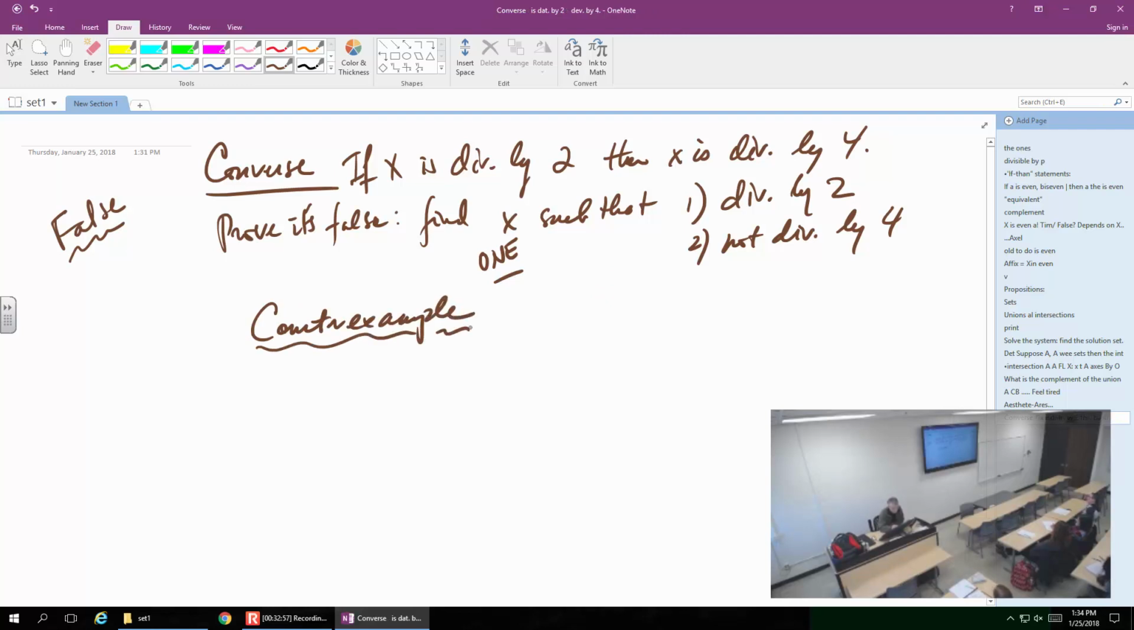So it's really not technically a proof, because there is no implication, no beginning or end of the proof. All you have to do is offer one single value of x that does not satisfy the theorem. It satisfies the hypothesis of the theorem, but does not satisfy the conclusion. That's divisible by 2, not divisible by 4.